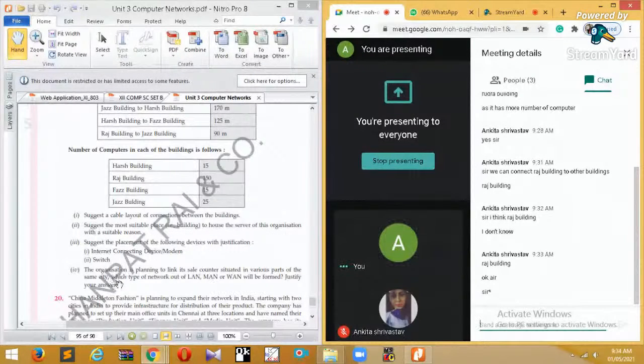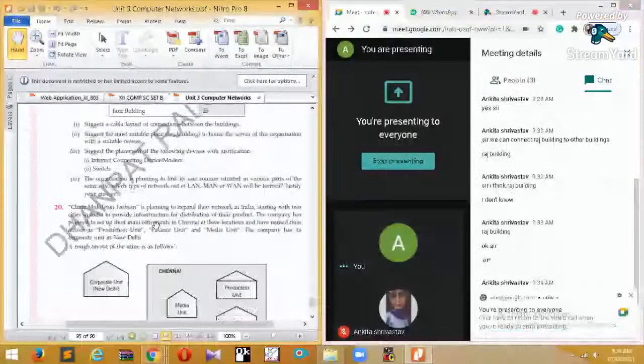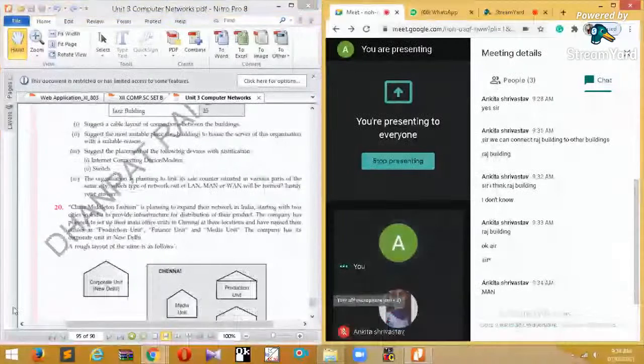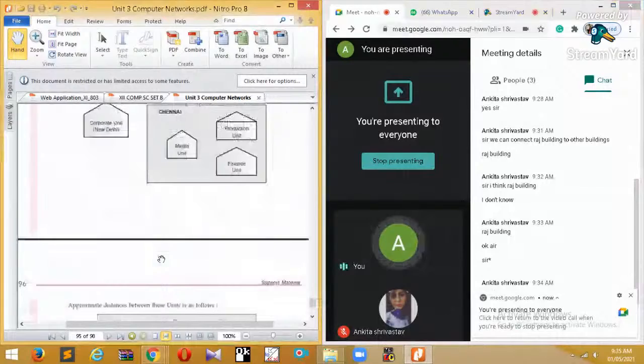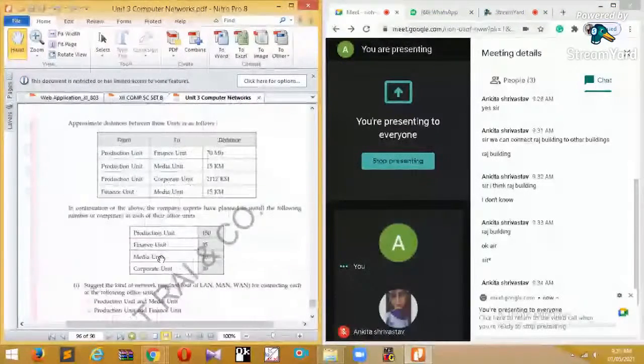Now, an organization is planning to link its sales counters in various parts of the same city. Which type of network will be used? LAN or MAN? Justify your answer. Within the same city is what it is asking. So, what will be your answer? MAN. Okay. So now let's focus on the last question of this kind. Next question.